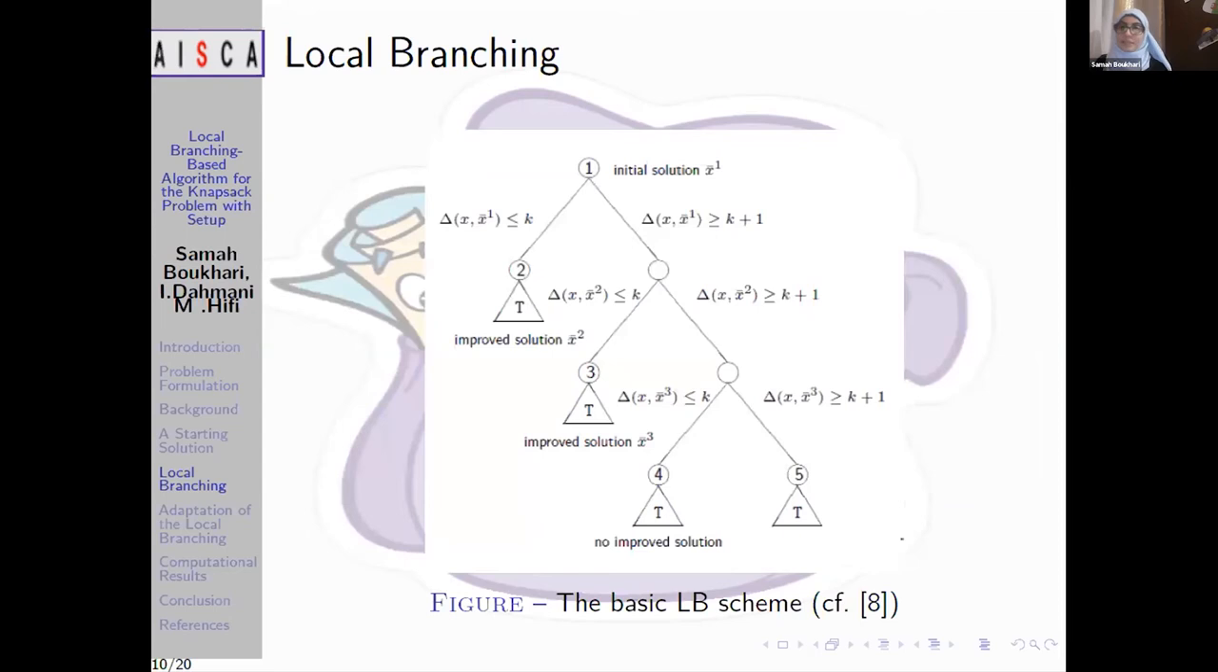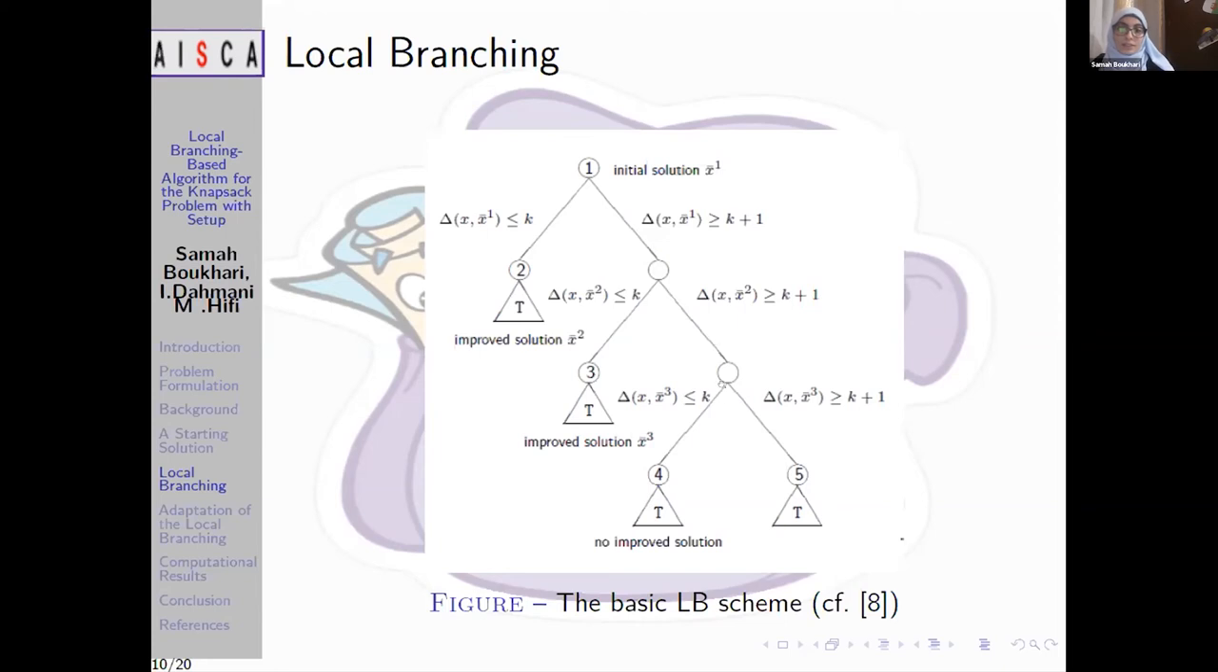Here is the basic schema of local branching. We start with an initial solution x1. We branch, so we solve our problem in addition to the delta constraint relative to x1. We obtain an improved solution x2. In the other part, we inject the delta constraint greater than k plus 1. In this node, we solve the problem in addition to the delta constraint relative to x2, and we obtain an improved solution x3. In the other part, we inject to the problem delta related to x2 greater than k plus 1.